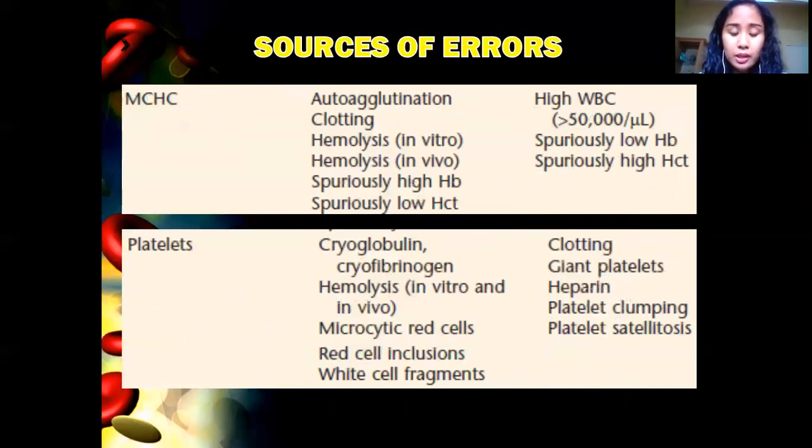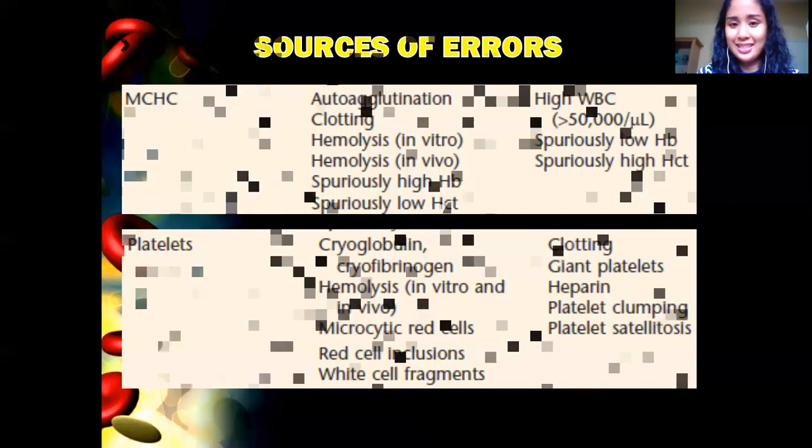Eto class, sa platelets tayo. Cryoglobulin, cryofibrinogen, hemolysis, microcytic, too small of red blood cells, red cell inclusions, like kunyari, baka Howell-Jolly body, Heinz body, can spuriously increase your platelets. Example, white cell fragments. Yung mga natanggal, remnants of WBCs can be detected as platelets. What can decrease your platelets? If you have giant platelets, platelet clumping, and platelet satellitosis, it can erroneously decrease your platelets.